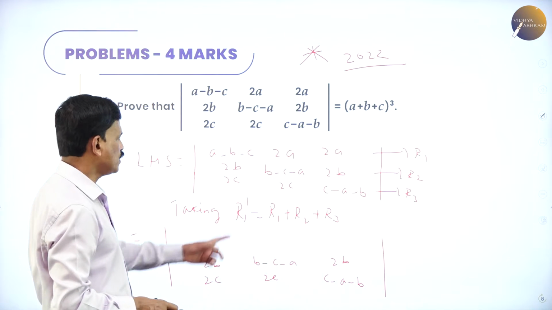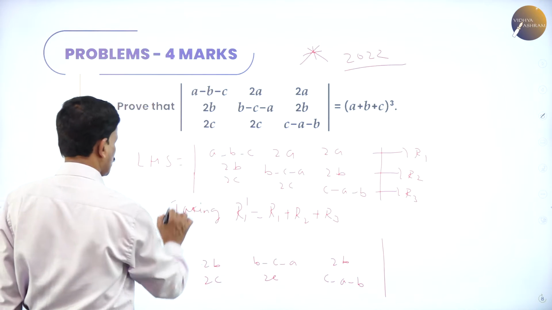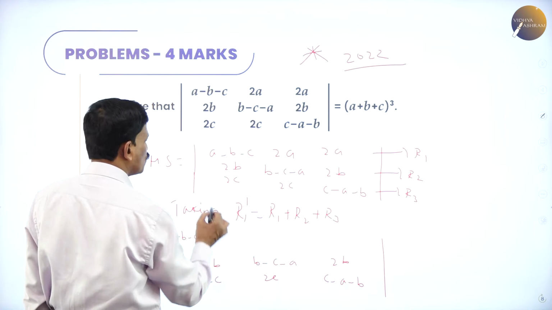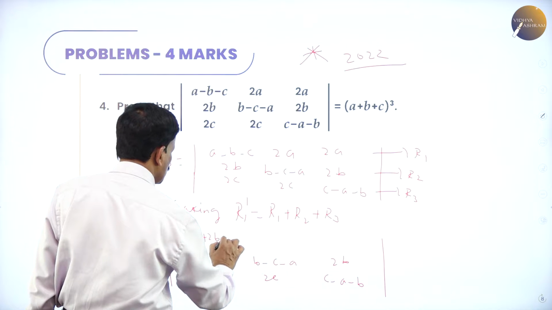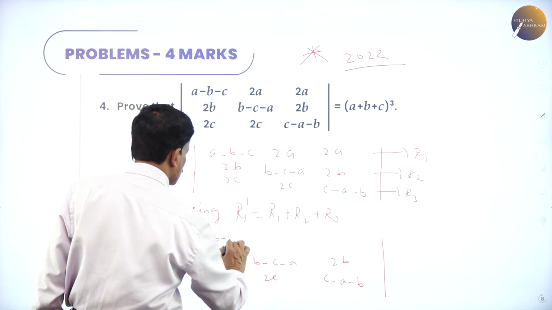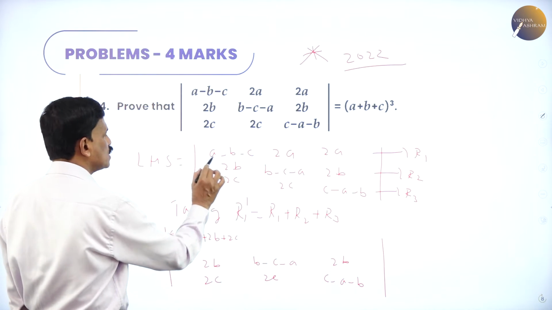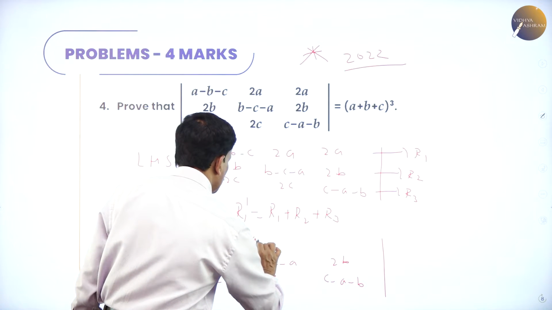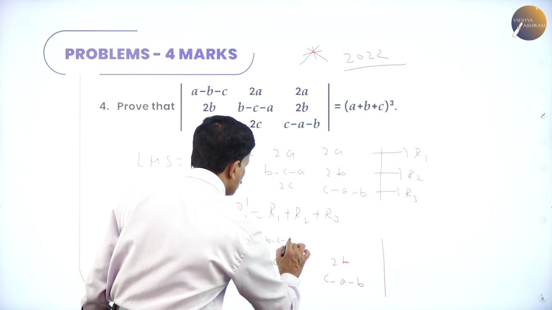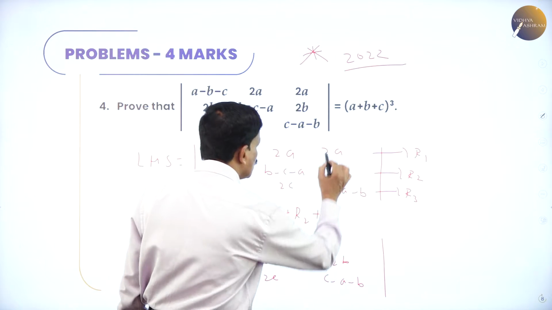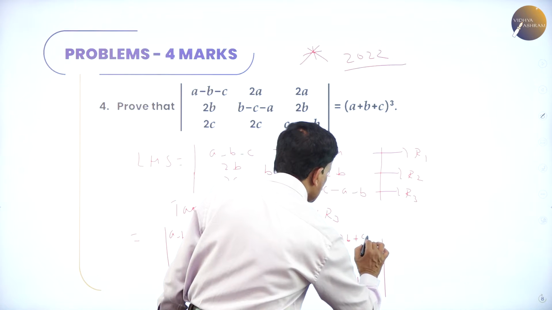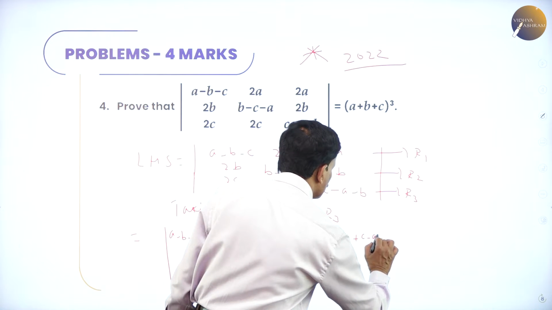So the first element of R1 is A minus B minus C plus the first element of row 2, which is 2B, plus the first element of row 3, which is 2C. A minus B minus C plus 2B plus 2C. Similarly, these elements: 2A plus B minus C minus A plus 2C. Next, these elements: 2A plus 2B plus C minus A minus B.